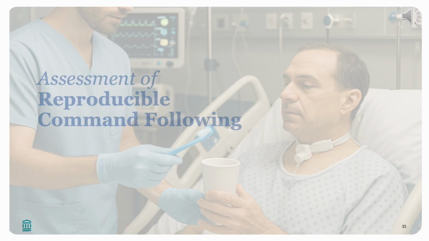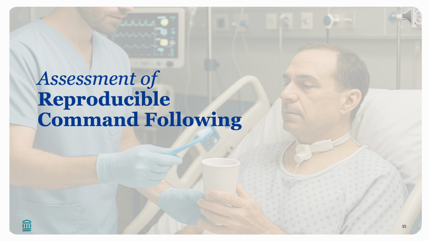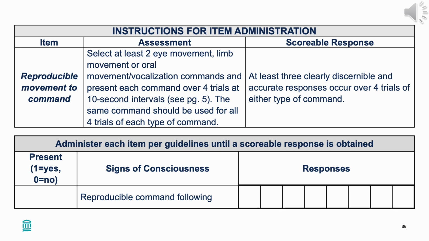Reproducible command following is the first core sign of consciousness to be evaluated when administering the CRSR-FAST. This is a key item on the CRSR-FAST and should always be administered even if other spontaneous signs of consciousness are observed. To assess reproducible command following, the examiner should refer to the administration instructions summarized on page 4 of the manual.